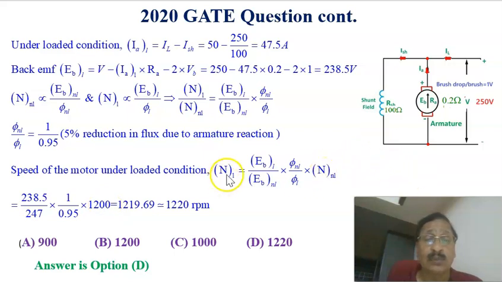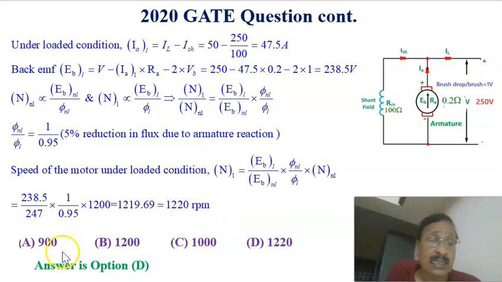We are multiplying that one. The full load speed at loaded condition is found using this equation, into 1200, which is the no load speed. Then we get 1219.69, which can be approximated to 1220 RPM.